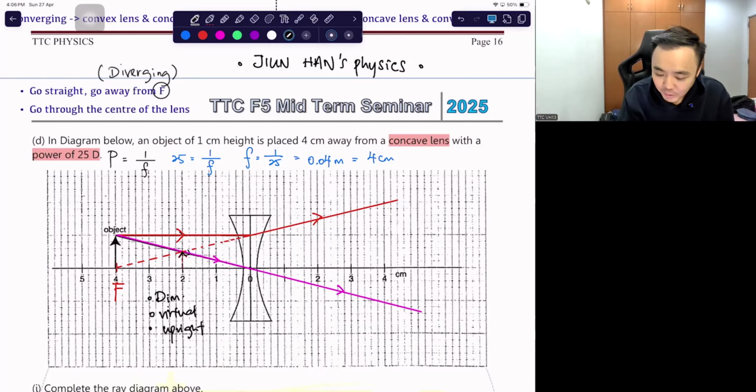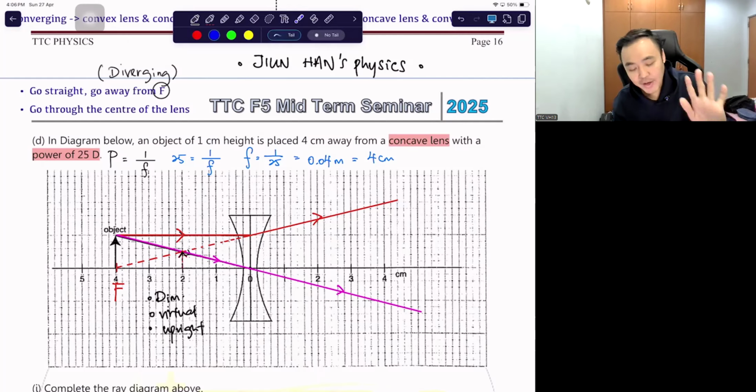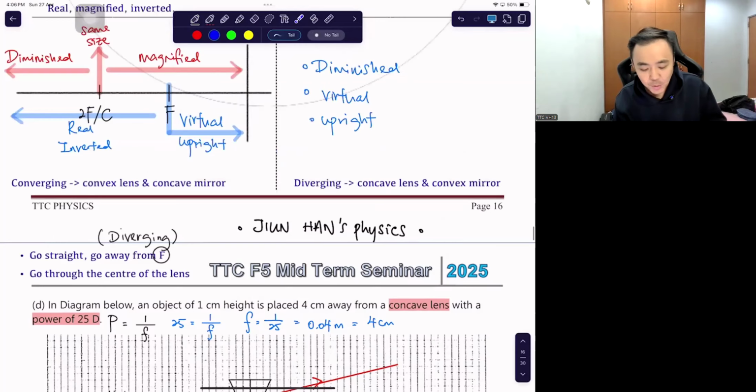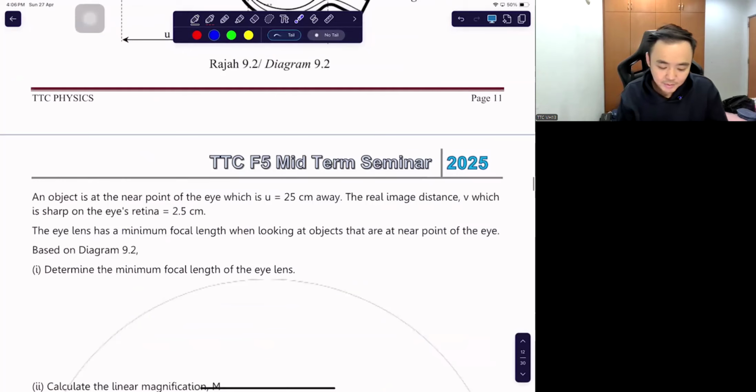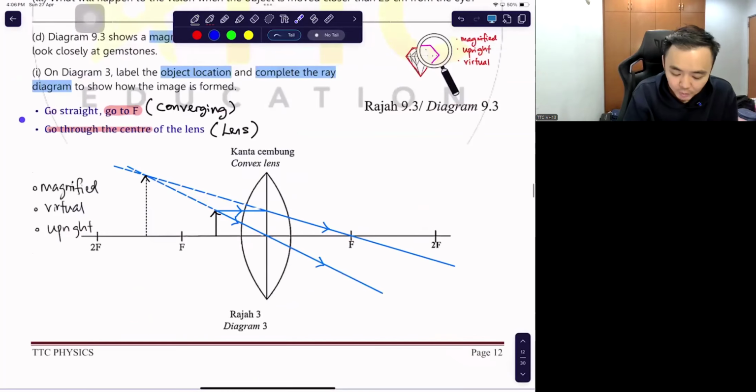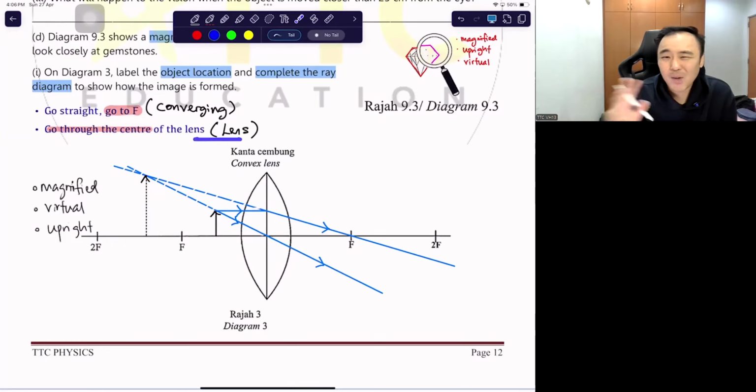Clear. Now, for lens drawing, it's simple. Every time there are two types. If you're doing a convex lens, then this is your method of drawing. Number one, go straight, go to F. Why? Because converging. And then you go through the center of the lens. A ray always goes through the center of the lens with no bending, whether convex or concave. The only difference is here. If you're converging, you go straight and then to the focal point.